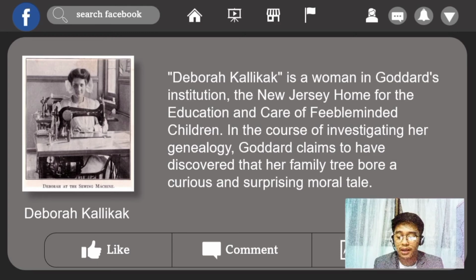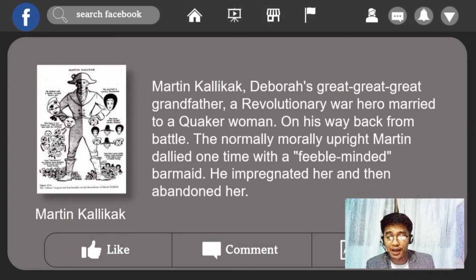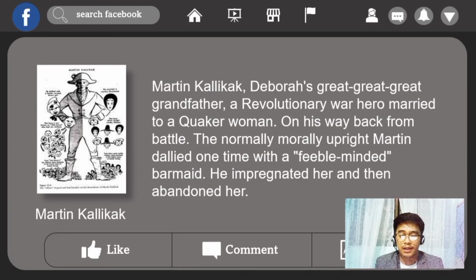He pursued tracing Deborah's family tree, which led him to a man named Martin Kallikak. Martin Kallikak, Deborah's great-great-great-grandfather, a Revolutionary War hero, married a Quaker woman on his way back from battle. The normally morally upright Martin dallied one time with a feeble-minded barmaid. He impregnated her and then abandoned her.